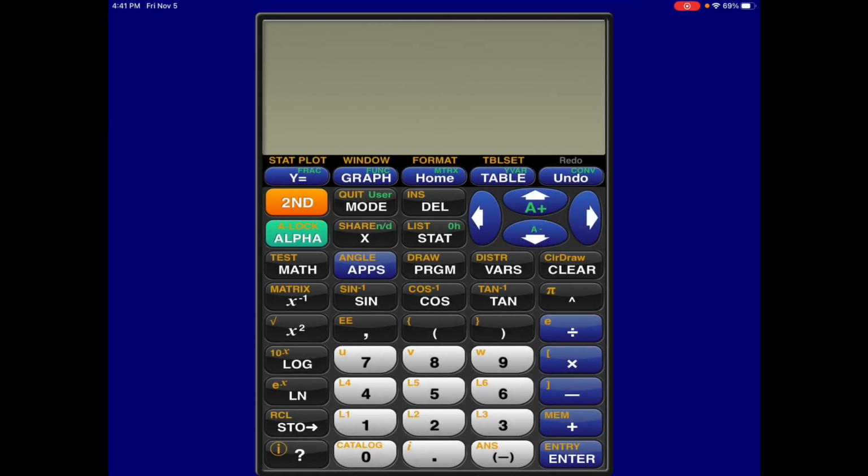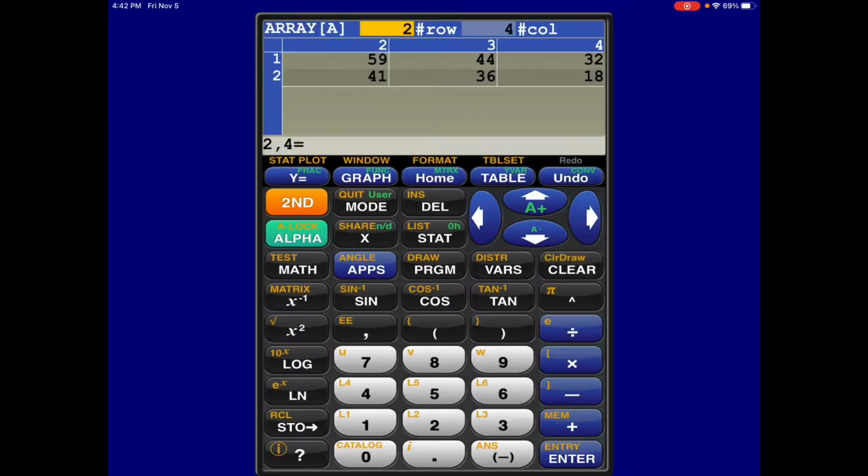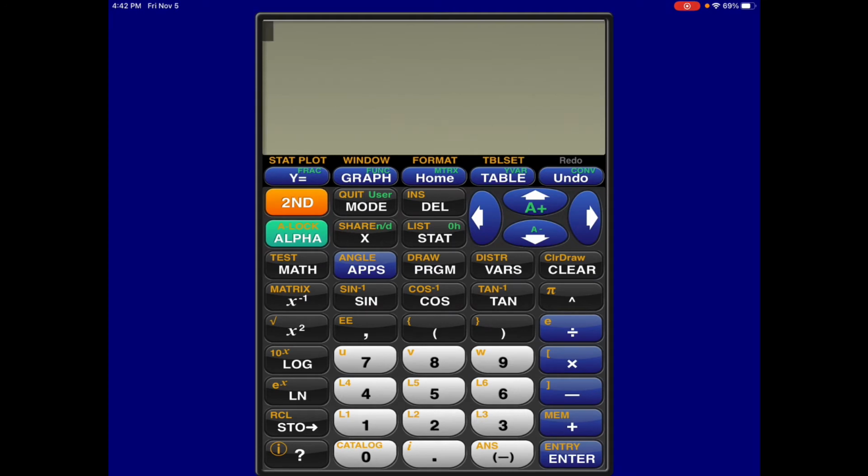On your graphing calculator, we're going to go to second matrix or x inverse, and then go to edit and go to A, select enter, and this time we have a 2x4 matrix. We need to enter in the values of each cell individually, selecting enter after each one. Then second mode, which quits us from that matrix screen. And then we need to run our test.